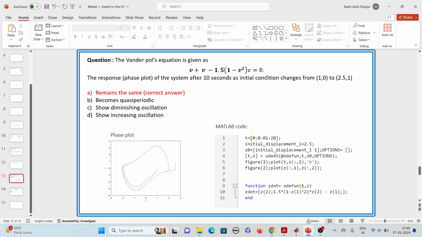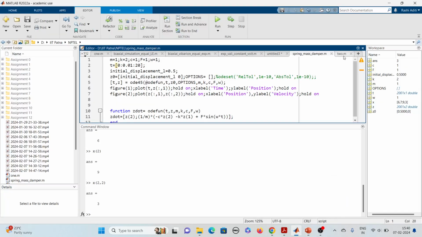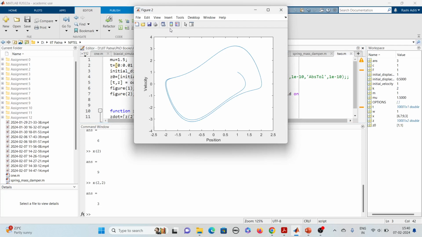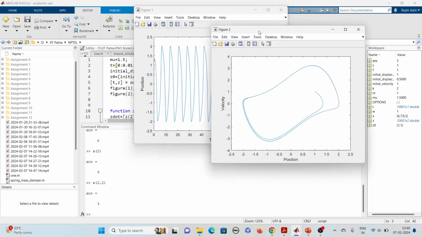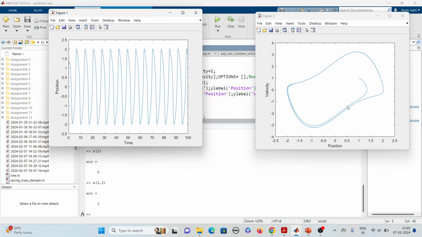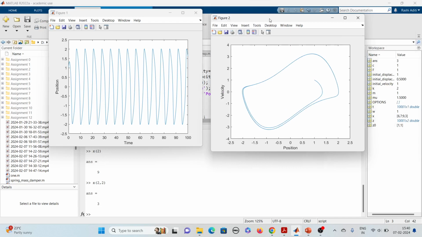See, the response of the system after 10 seconds as the initial condition changes from 1, 0 to 2.5, 1. What is going to happen? Let us see. If I go to the code of the van der Pol equation, this is the code. Let me just run it. So this is the time response and this is the phase plot.